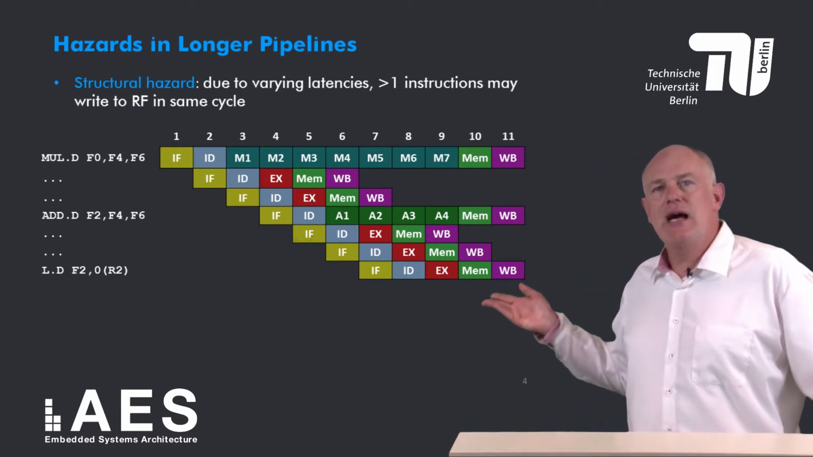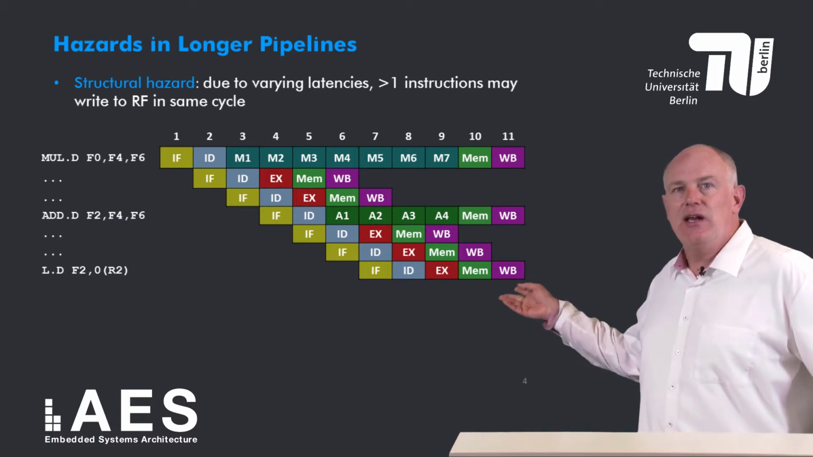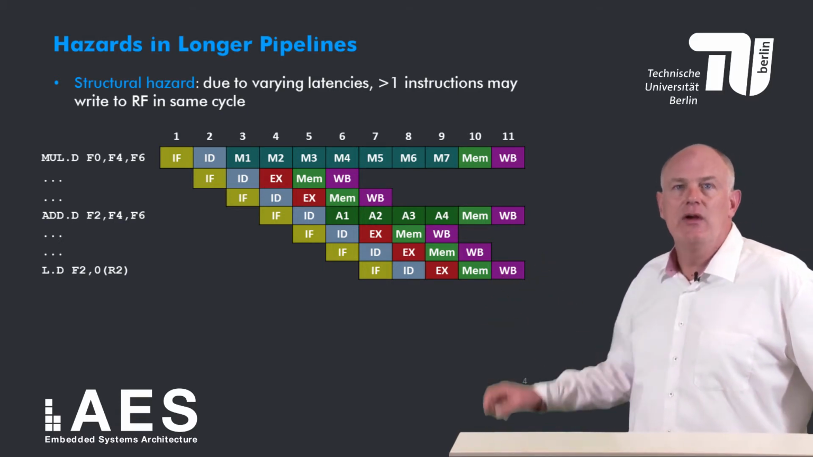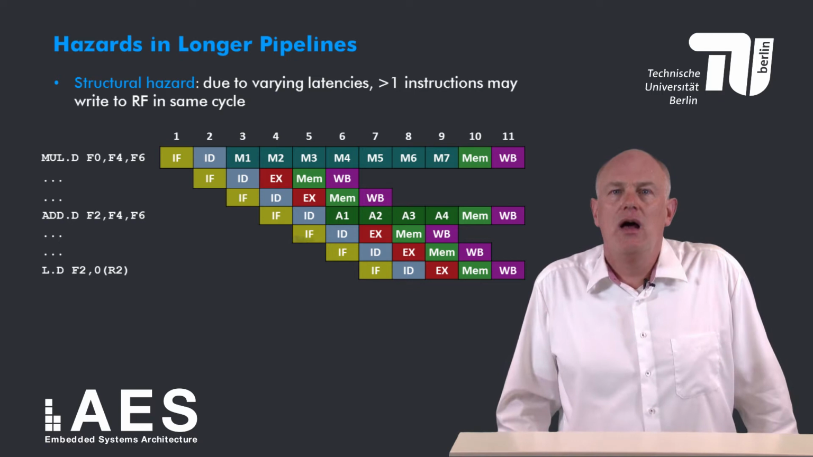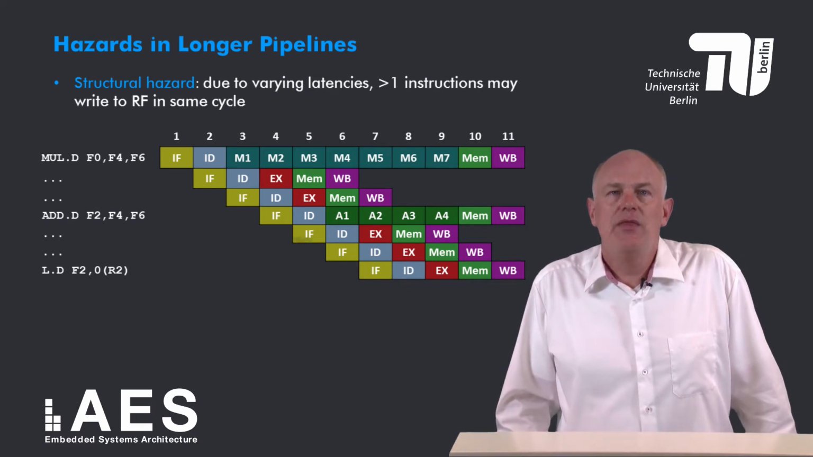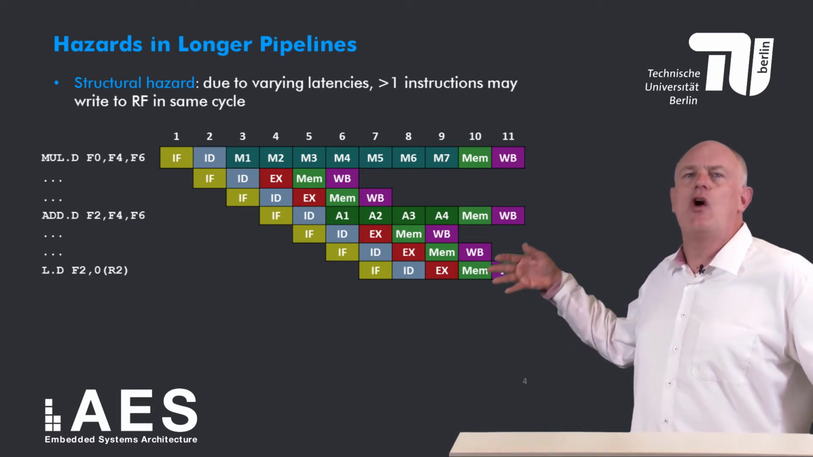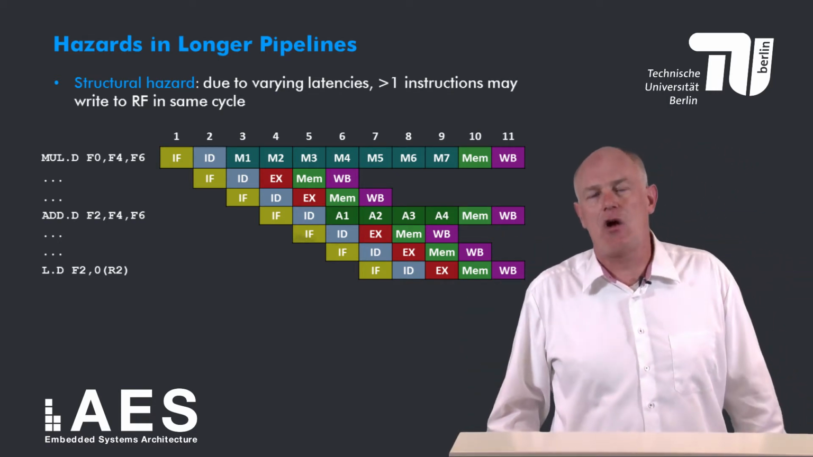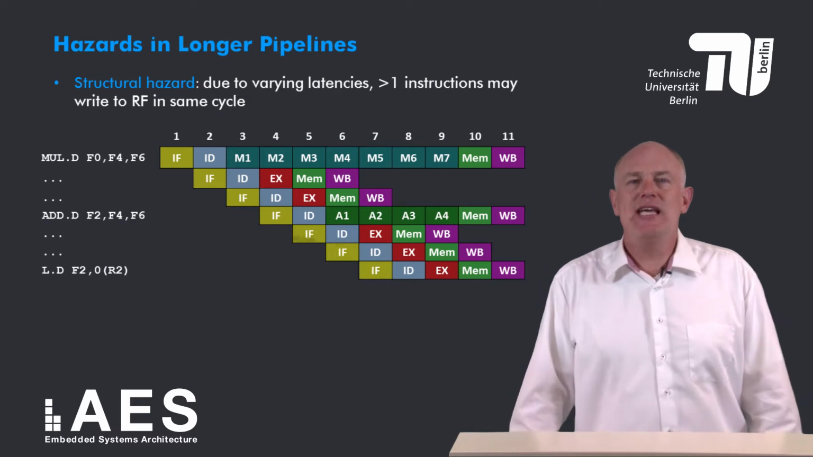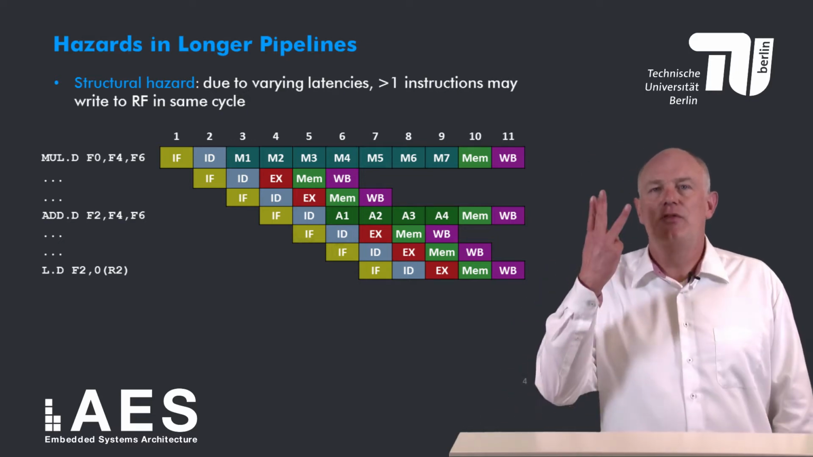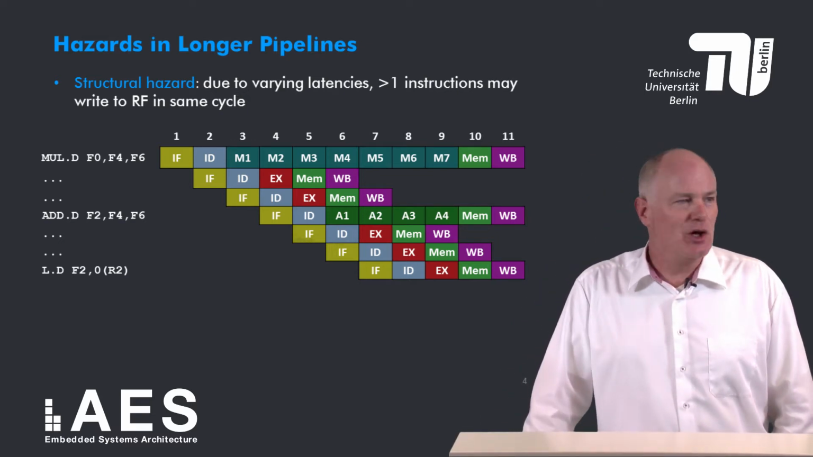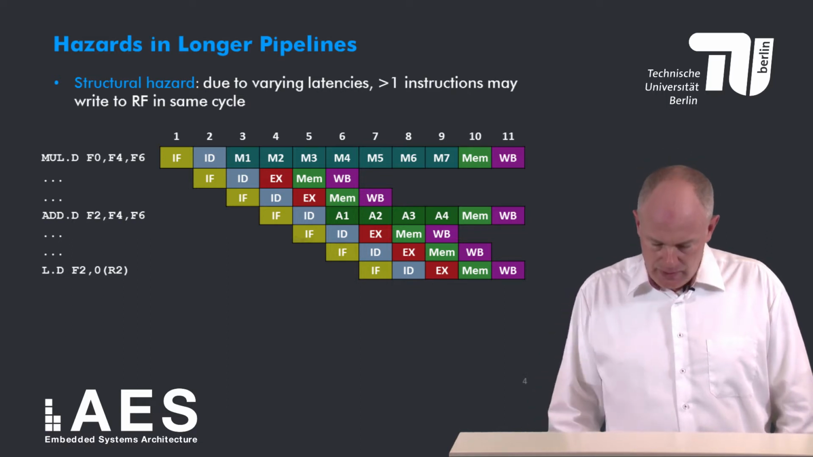And then in the fourth cycle an add double is fetched that also writes back its result in clock cycle 11. Then again we have two arbitrary instructions, and then we have a load double that also wants to write the result in clock cycle 11. So we see that in clock cycle 11, three instructions want to write their result back to the register file.